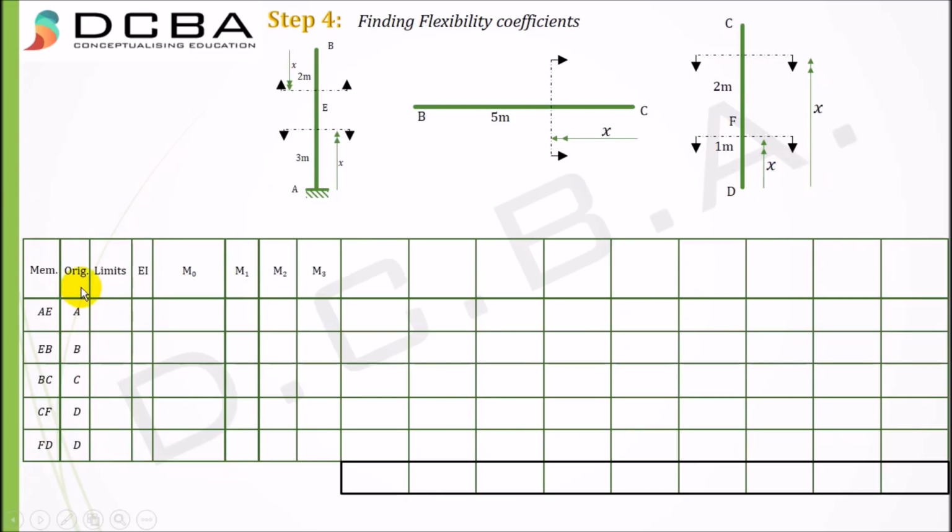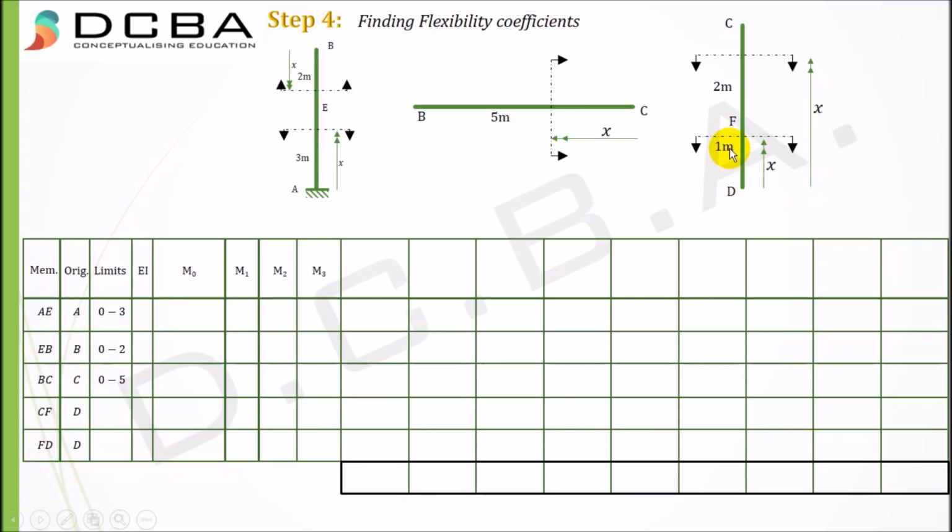Now limits is basically how your x travels. For member AE, your limits would be how your x travels from A to E. So it starts from 0 and it has to travel a 3-meter distance to cover the entire AE, right? So it is 0 to 3. For EB, it has to travel a distance of 2 meters, so it is 0 to 2. For member BC, it starts from C, that is 0, and it has to cover a distance of 5 meters to complete BC, and thus it is 0 to 5.